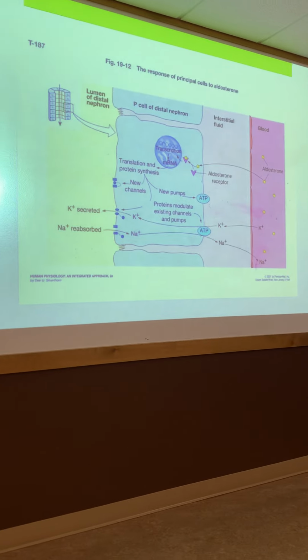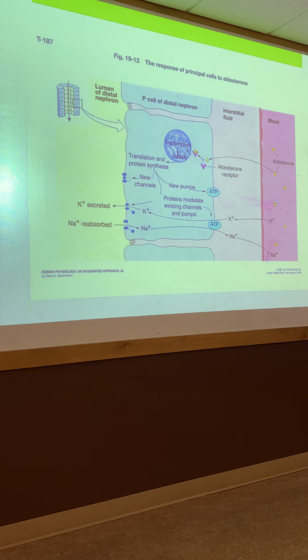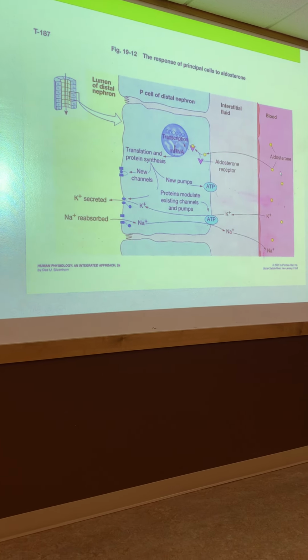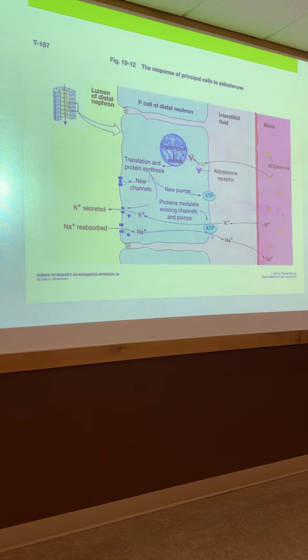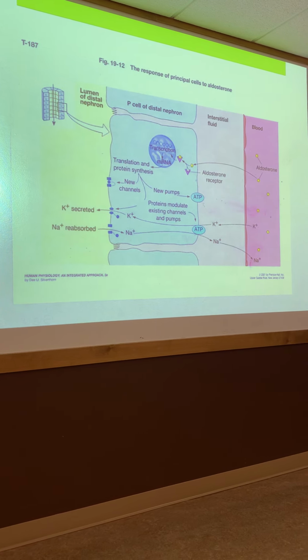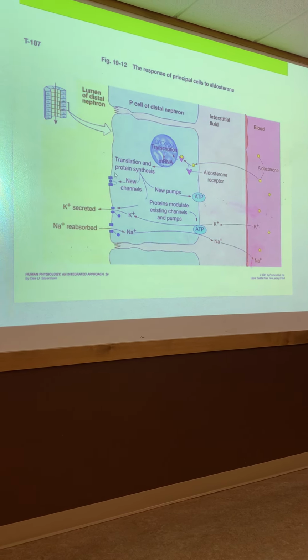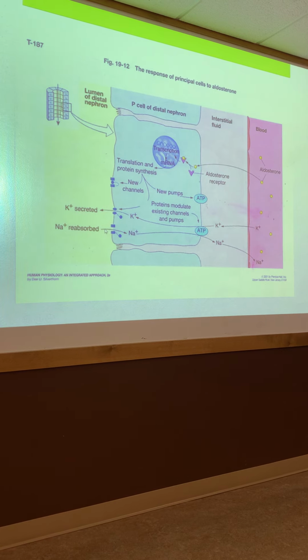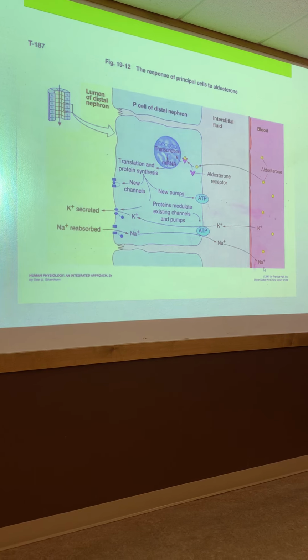And here's another image, comes from another book. When sodium levels are low in the bloodstream, aldosterone is going to be released from the adrenal cortex. It's going to bind to receptors on the distal convoluted tubule. Aldosterone is actually a fat hormone, so it's going to enter the cell, go to the nucleus. And what's going to happen is we're going to make these sodium channels. And sodium is going to be reabsorbed from the urine and sent back into the bloodstream.